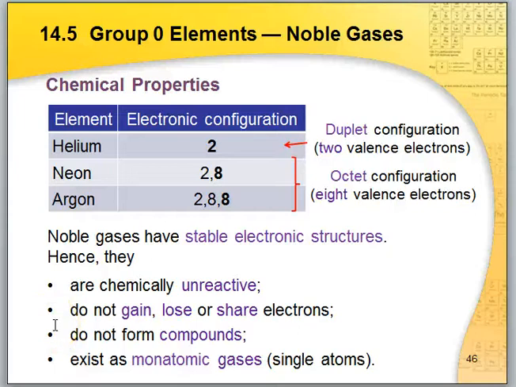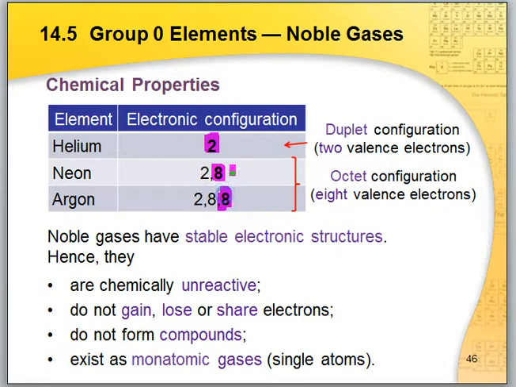Next, what's the special thing about the chemical properties? Obviously, they are boring. They have no chemical properties. Why do they have no chemical properties? Look at this. Electronic configuration 2. First shell, fully filled. Next one, neon, 8. Second shell, fully filled. Do they want to react?